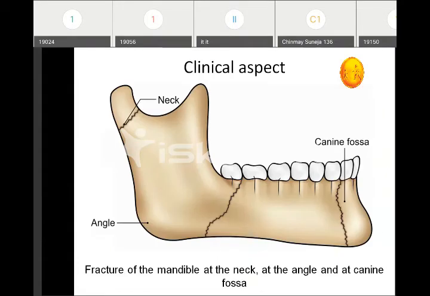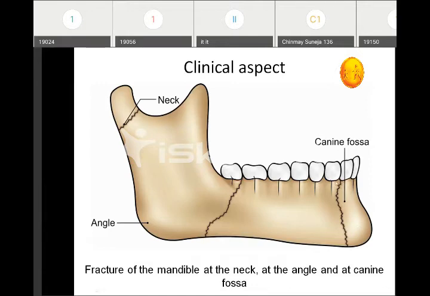Okay? Now the clinical aspect, before that the ossification. The mandible ossifies from two halves, whose centers appear in the 6th week of intrauterine life. They are attached to each other with the help of one fibrous portion that unites at the end of 1 year.